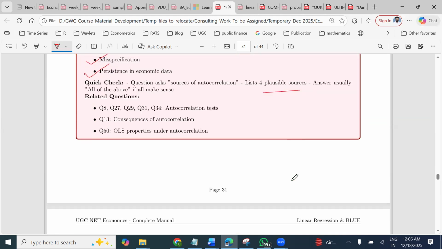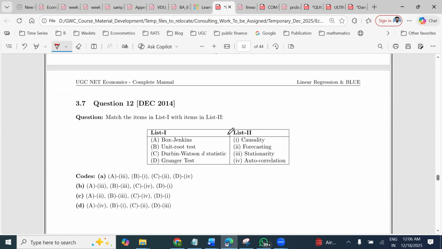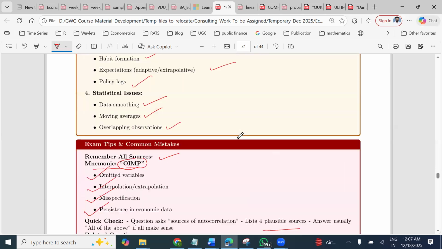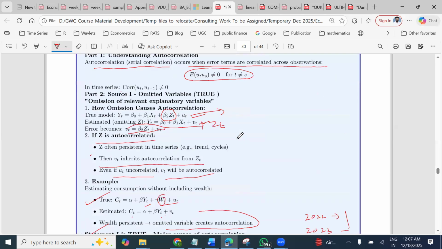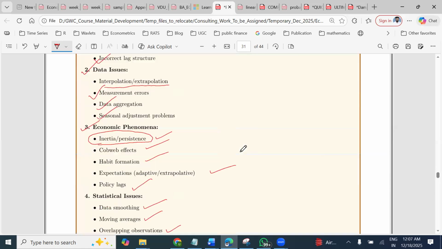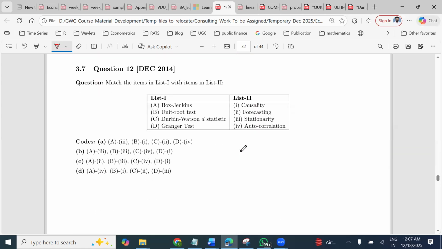Okay. There are a lot of questions based on this, right? So I think this autocorrelation question is clear. Now let us go to the next question. Question number 12. What is question number 12?